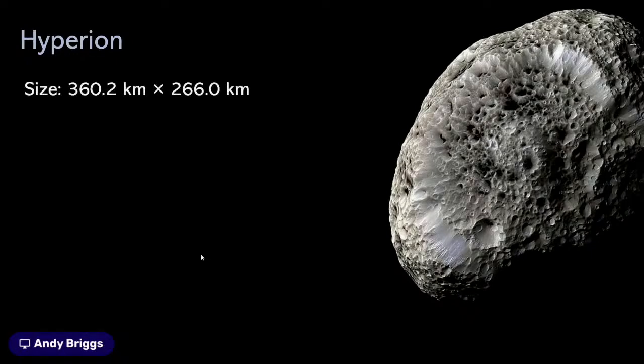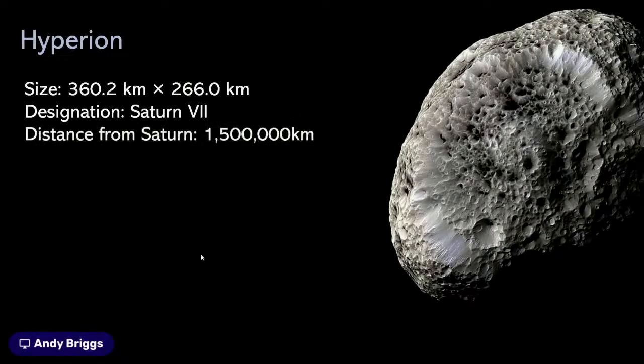Just a few details about Hyperion. It's 360 by 266 kilometers. Do forgive me if I slip between miles and kilometers, because I'm in that difficult age, you know. It's designated Saturn 7. In other words, it's the seventh moon from Saturn going outwards.